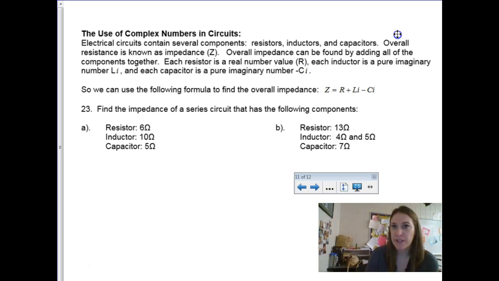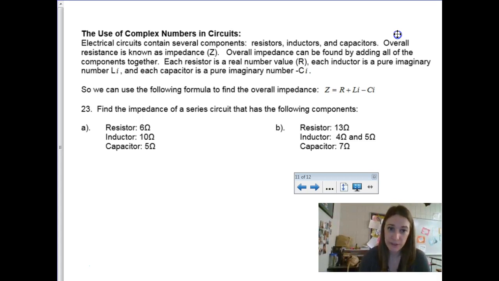A resistor is a real number value, and the inductor, I forgot about the inductor. The inductor is a pure imaginary number, and they're going to refer to it as Li because it's imaginary. So L will be a number, a coefficient, and i will be the number i. And then a capacitor is going to have a negative coefficient with an i next to it.